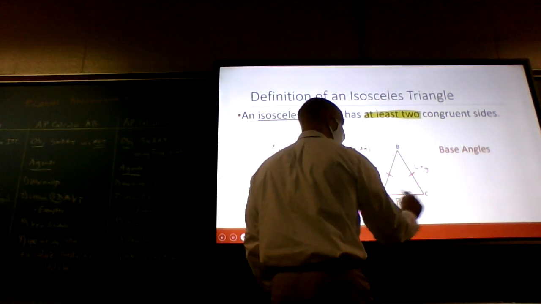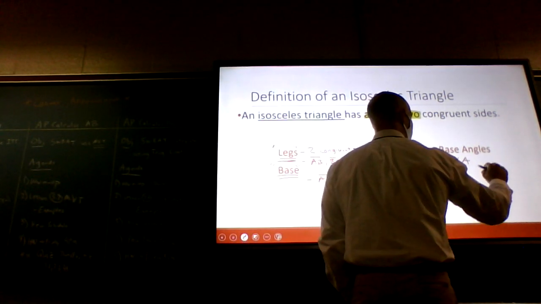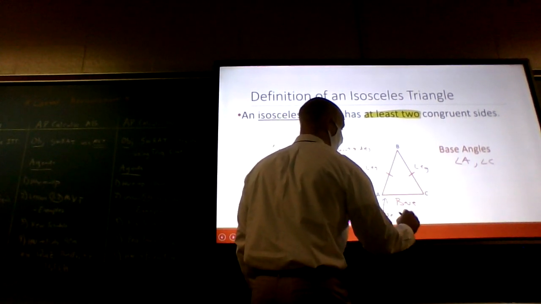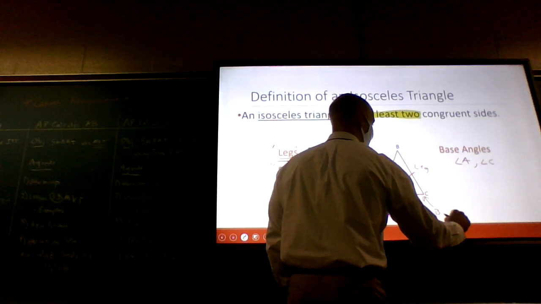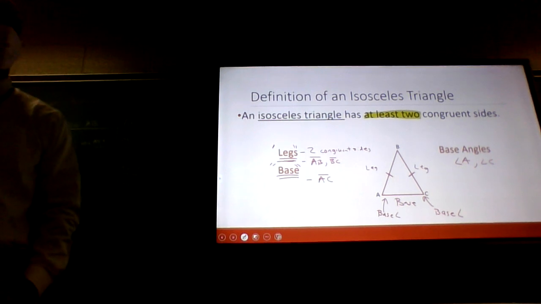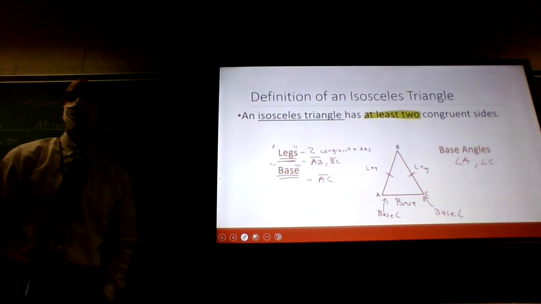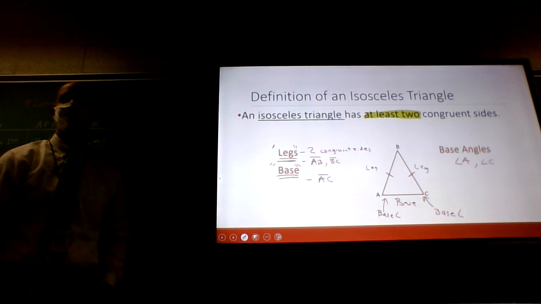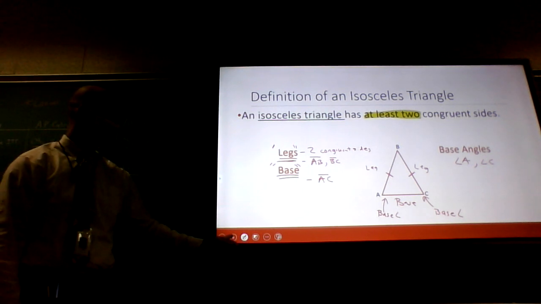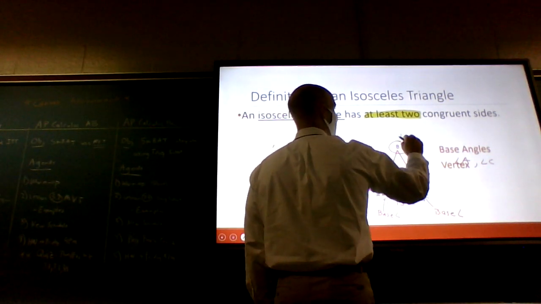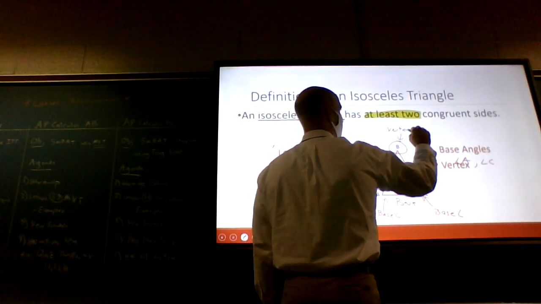So this angle here and this angle here, angle A and angle C, are called the base angles. This is a base angle, and this here is a base angle. The reason they're base angles is because they are the angles that touch the base. Anybody know what we call angle B? Don't look at your notes. What's angle B called? It is called the vertex. This guy up here is the vertex or the vertex angle.